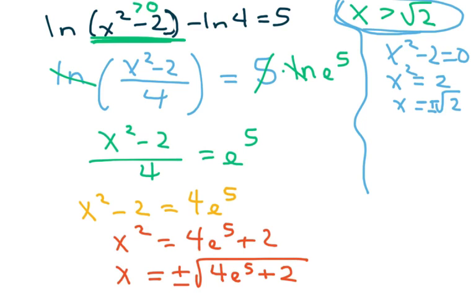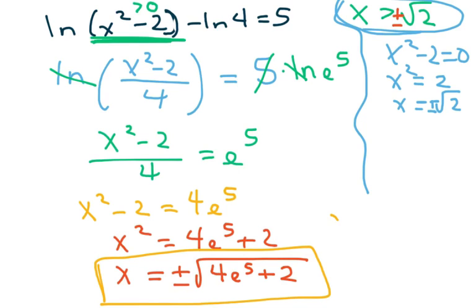Okay, so we have to put plus or minus here. All right. As you can see, both of these will work, except I think the negative is going to be smaller than square root of 2. So the only answer we're going to take is x equals square root of 4e to the 5th plus 2.